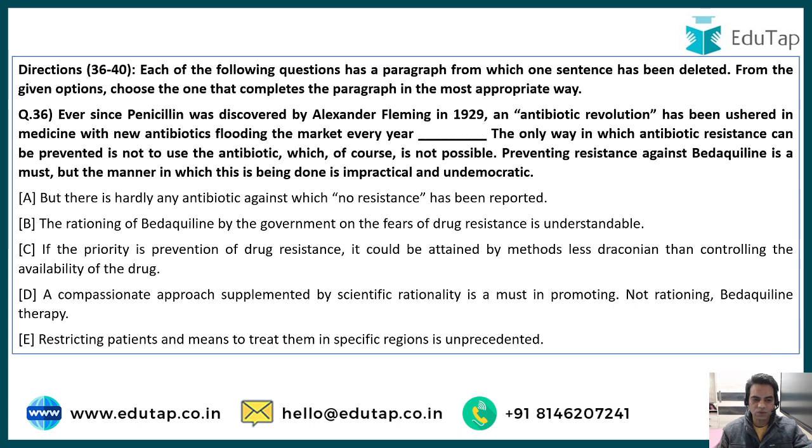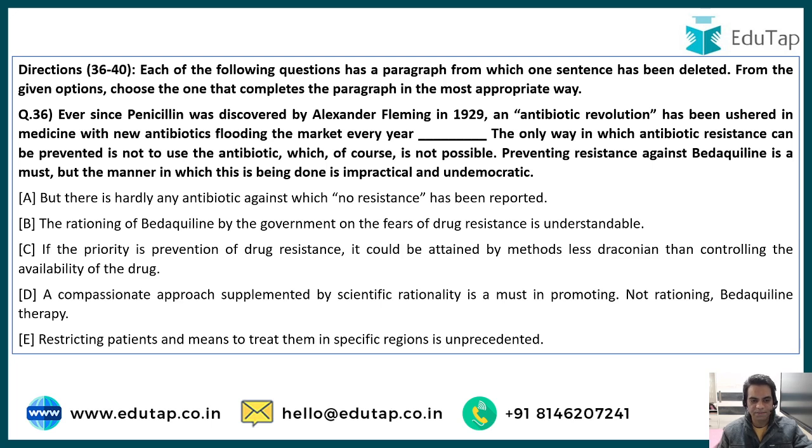Ever since penicillin was discovered by Alexander Fleming in 1929, an antibiotic revolution has been ushered in medicine, with new antibiotics flooding the market every year. So then there is one sentence that has been deleted. The further part is, the only way in which antibiotic resistance can be prevented is not to use the antibiotic, which of course is not possible. Preventing resistance against bedaquiline is a must, but the manner in which this is being done is impractical and undemocratic. So we have to find the sentence that connects both the parts, right?